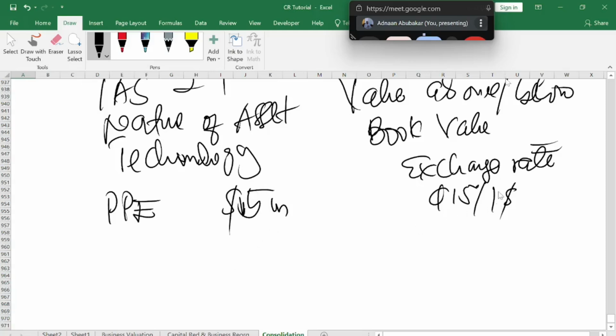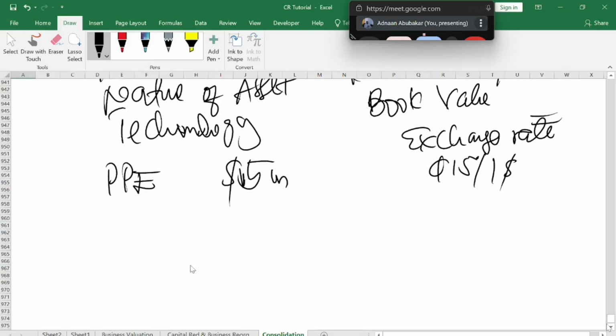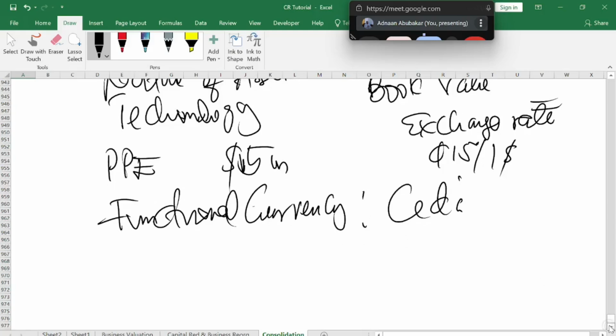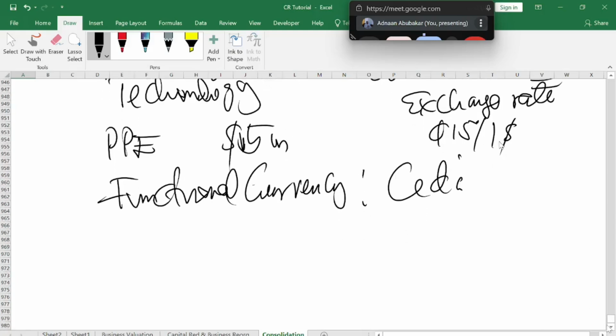At the exchange rate of maybe 15 to $1. Now, you are Ghana. Your reporting currency or your functional currency is what? Cedi. Good. So how do you report this in your books when you acquire this asset at this rate? All you have to do is take your 5 million, multiplied by how much? The 15 Ghana cedis. Convert it. How much is 75 million Ghana cedis, right?